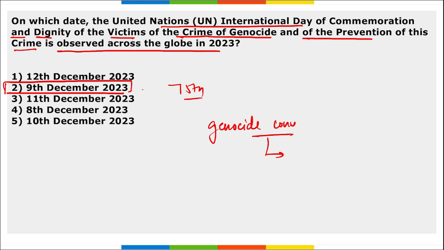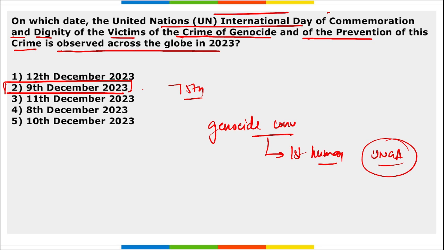This Genocide Convention is the first human rights treaty adopted by the United Nations General Assembly. Correct? And if we talk about this day, the UN International Day of Commemoration and Dignity of the Victims of the Crime of Genocide and the Prevention of the Crime, it was observed for the first time in 2015.